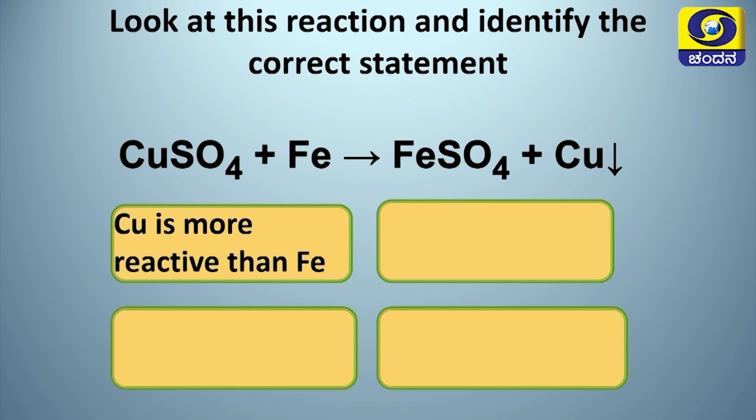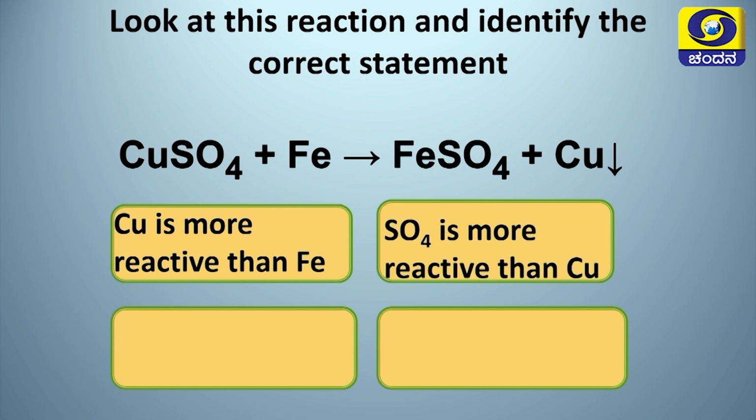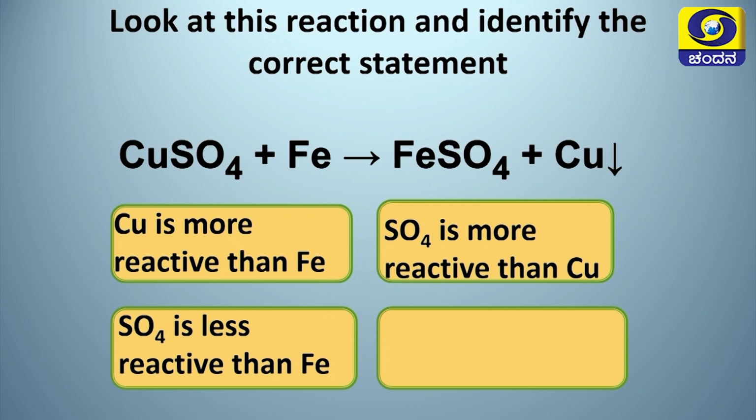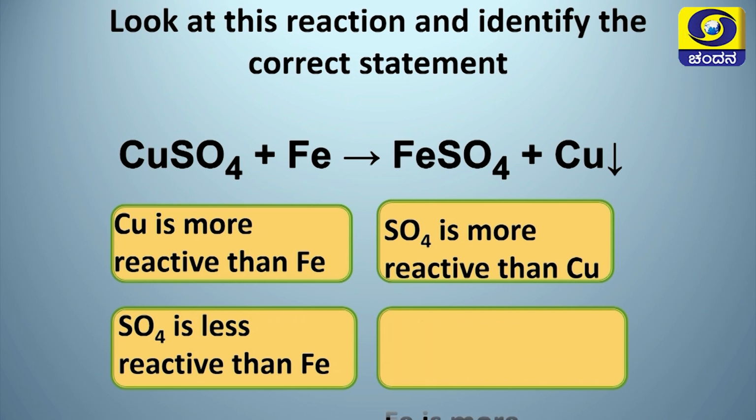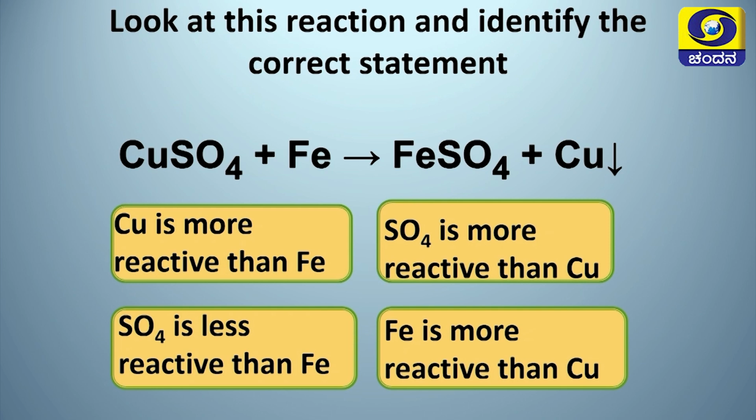See, copper is more reactive than iron, sulphate is more reactive than copper, sulphate is less reactive than iron. Which is the correct statement? Could you identify? Now let us see which is the correct statement. Yes, it is iron that is more reactive than copper.